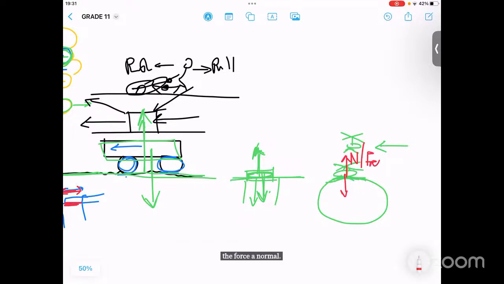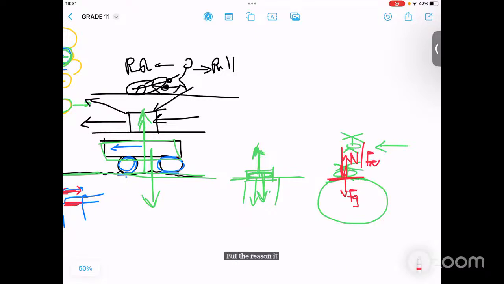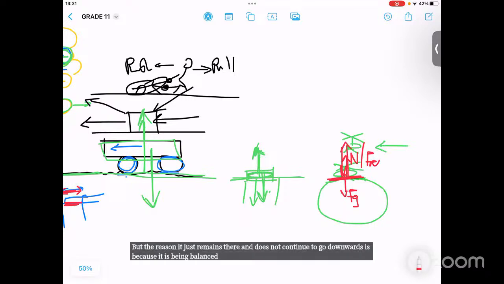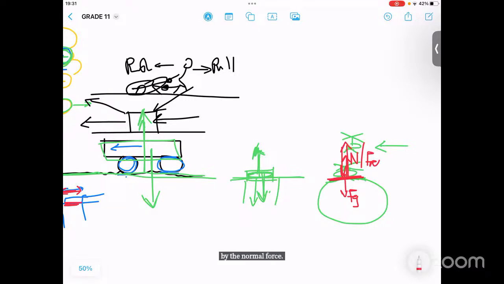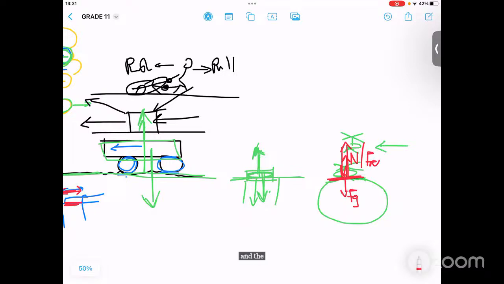We already know that there is the force of gravity which is pushing it downwards. But the reason it just remains there and does not continue to go downwards is because it is being balanced by the normal force exerted by the Earth. So that means there must be two objects. The one object must be on the other one, and then the surface will exert a normal force.